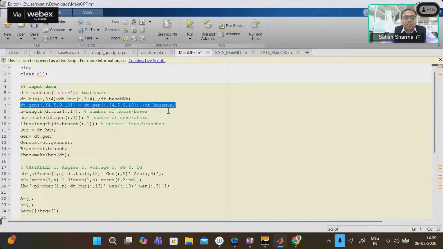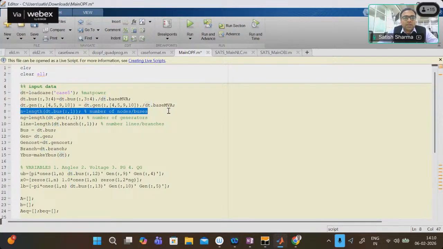Once we have done it, we will gather the information out of whatever load case has been provided. So whatever case has been provided, out of that case data, we have to gather the information. Line number 8 is identifying the number of nodes or buses. Whatever the size of the bus matrix, dt dot bus matrix, the number of rows will equal the number of buses. This is what we are trying to solve.